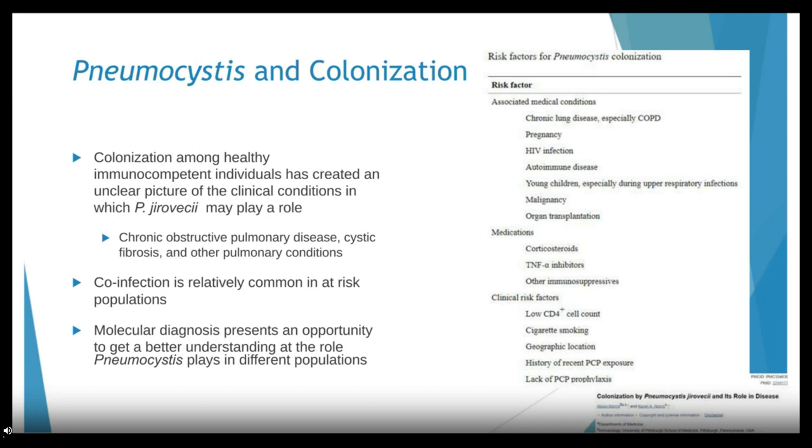So in immunocompetent individuals, the burden is usually a bit lower. And in that sense, we might be able to detect more with molecular technology. We see some co-infection, of course, in the high-risk populations. And you'll notice that some of the risk factors for pneumocystis colonization really overlap with the risk factors for pneumocystis pneumonia themselves. So sometimes colonization is thought maybe more of a threshold that we cross than anything else.